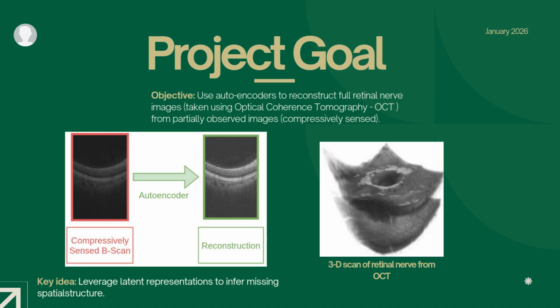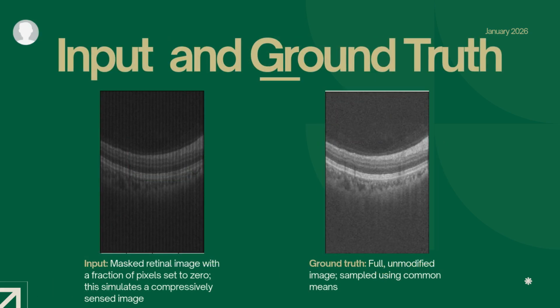Here on the right, we have a retinal nerve volumetric scan. It is composed of slices called B-scans that can be seen on the left. We will use compressively sensed B-scans with some missing information and recover an estimate reconstruction of the full image using autoencoders. The input is a B-scan with a compressed sampling mask applied to it.